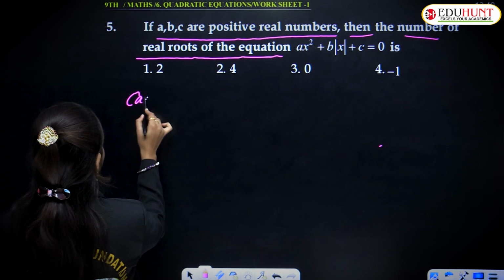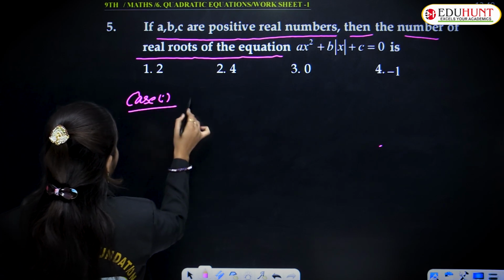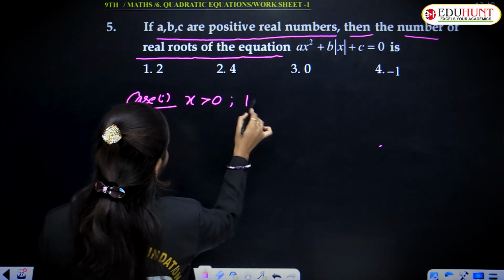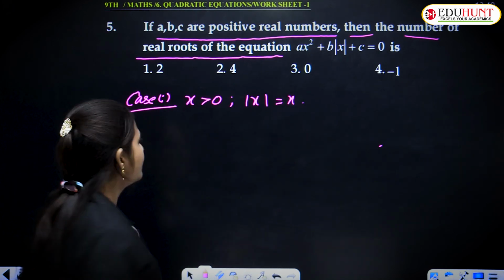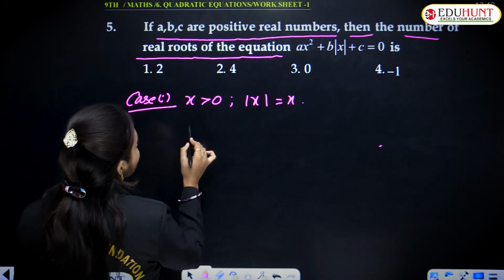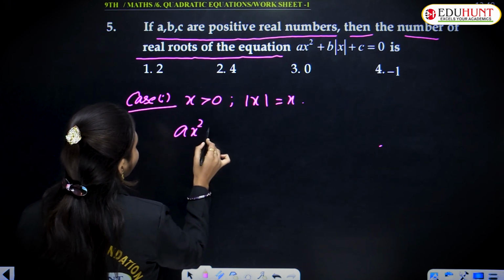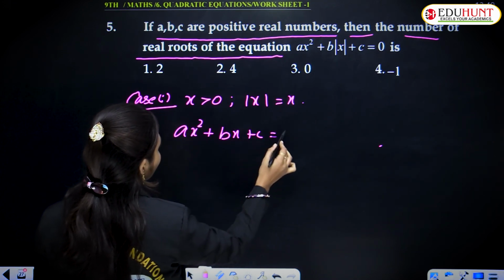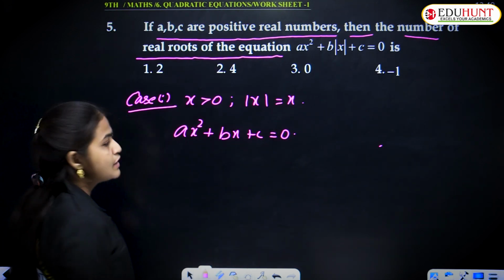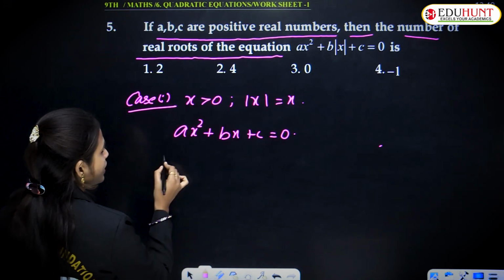So case 1 condition: x is greater than 0, which means modulus of x is equal to x only, no? I will explain one, so the next one you try. So here a x square plus b x plus c is equal to 0, since modulus of x is equal to x. Okay, so here you will get positive roots only.